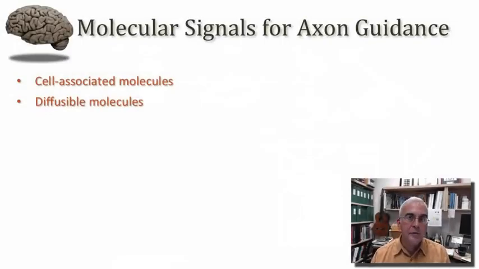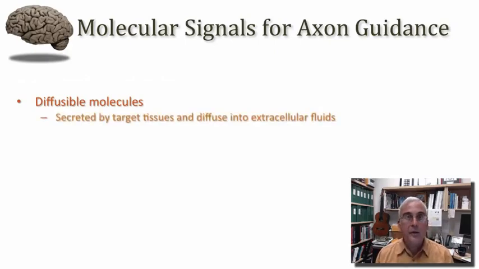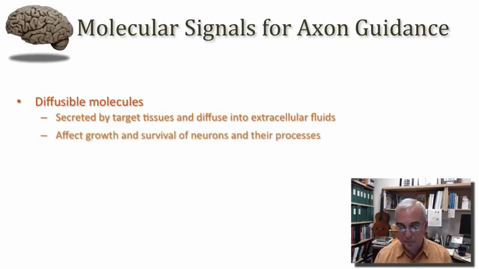Okay, so I introduced two categories of molecules that help mediate the signaling that's required to grow circuitry in the developing nervous system. We've talked about cell-associated molecules. Now let's talk about the diffusible molecules. And they're essentially molecules that are secreted by target tissues and diffuse out into the extracellular fluids.